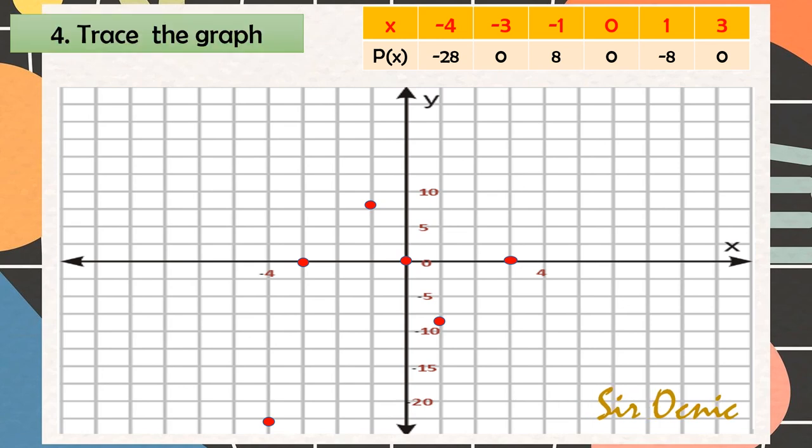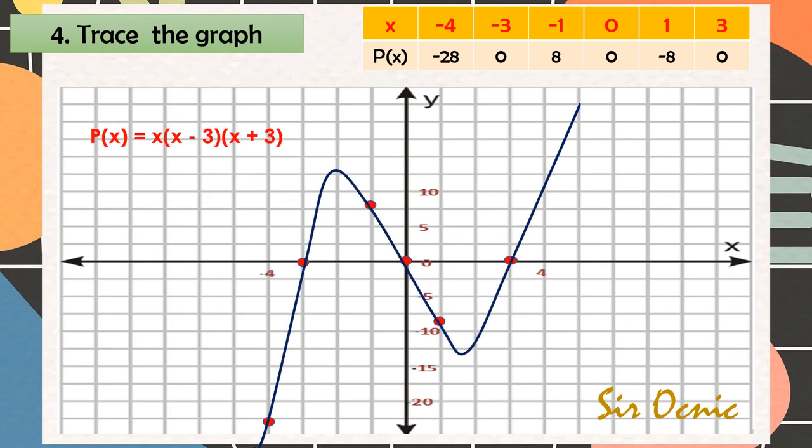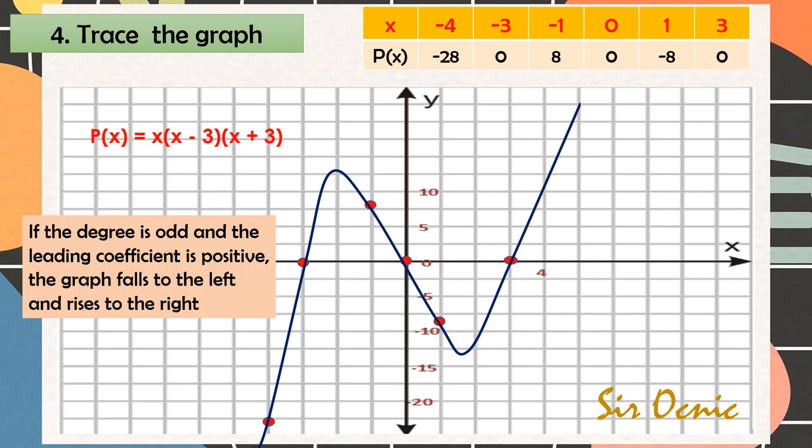Let us now trace the graph of the polynomial function. This is now the graph of p of x equals x times x minus 3 times x plus 3. Take note that if the degree is odd and the leading coefficient is positive, the graph falls to the left and rises to the right.